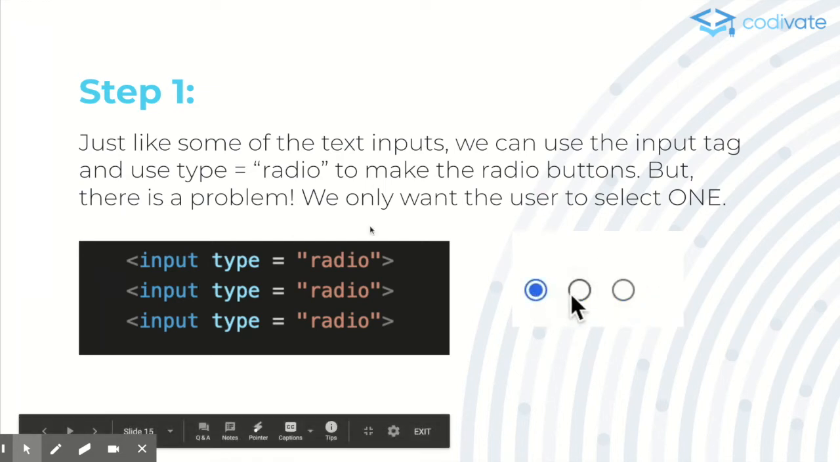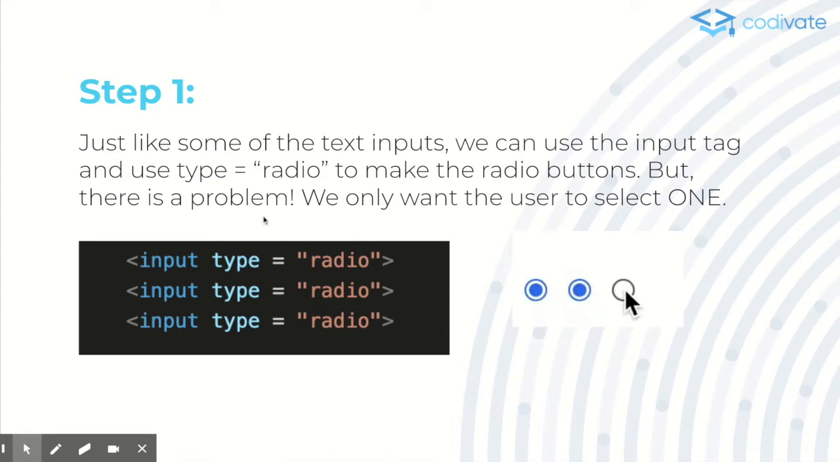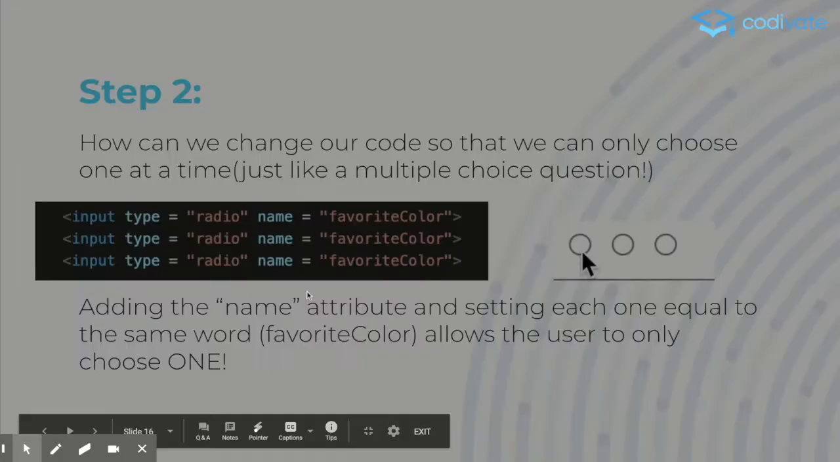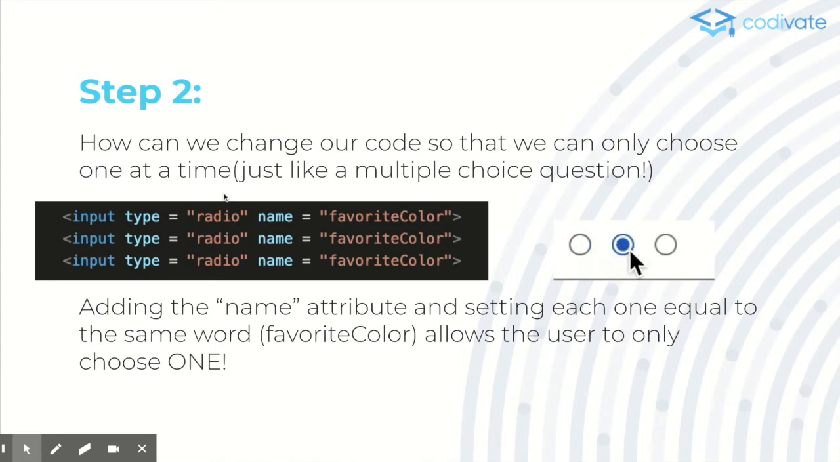But there's a problem. We only want the user to select one, right? It's a radio input. We only want one multiple choice answer. So we have to add a little bit more code than just type equals radio. How can we change our code so that we can only choose one at a time, just like a multiple choice question? If we set the name value equal to the same string, that means we can only choose one because it's all associated with each other. Now we know that we can only choose one out of this set.